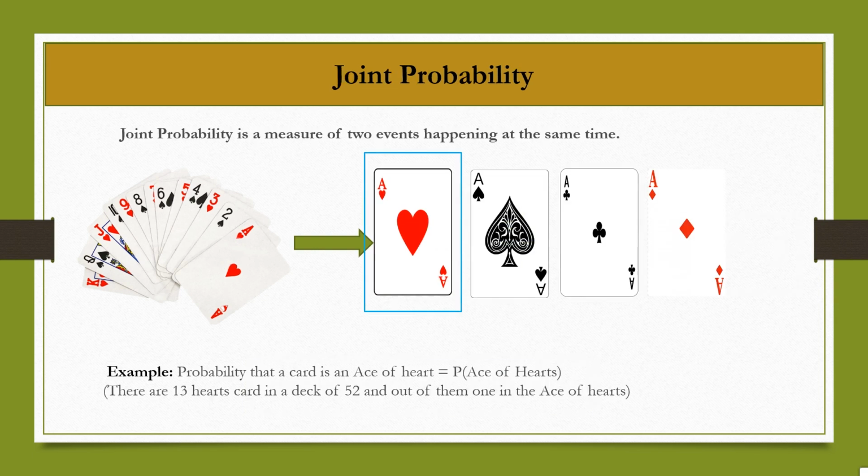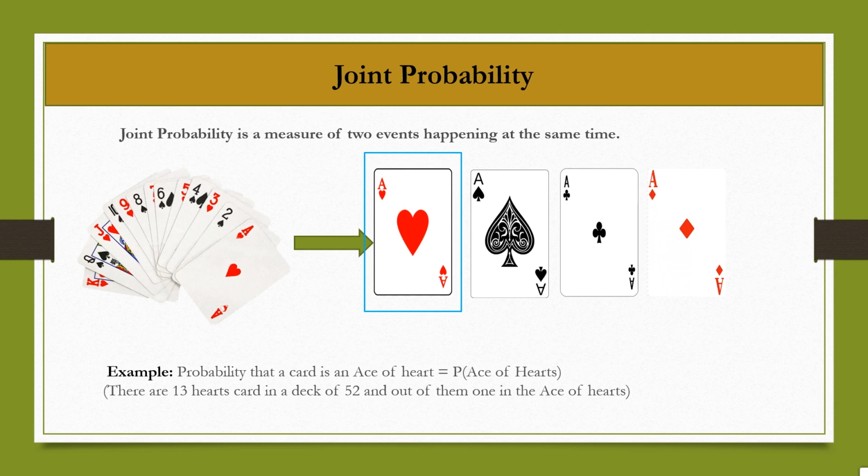Now let's understand what joint probability is. Joint probability is a measure of two events happening at the same time. Let's say the two events are A and B. The probability of events A and B occurring is the intersection of A and B. For example, if you want to find the probability that a card is a 4 and red, that would be a joint probability, because you are finding a card that is a 4 and the card has to be red in color.